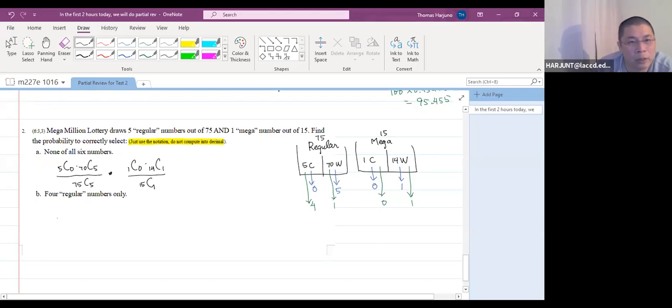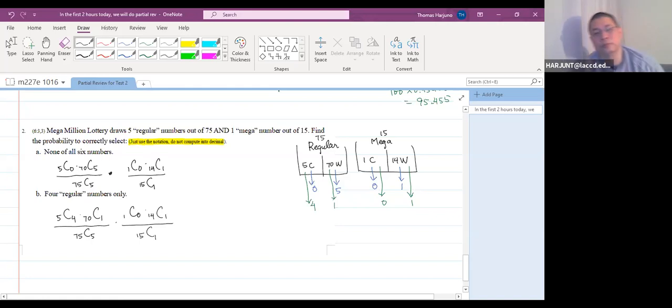Then the probability will be 5 choose 4 times 70 choose 1 over 75 choose 5, times, from the mega box, 1 choose 0 times 14 choose 1 over 15 choose 1. And I will just leave it like that.